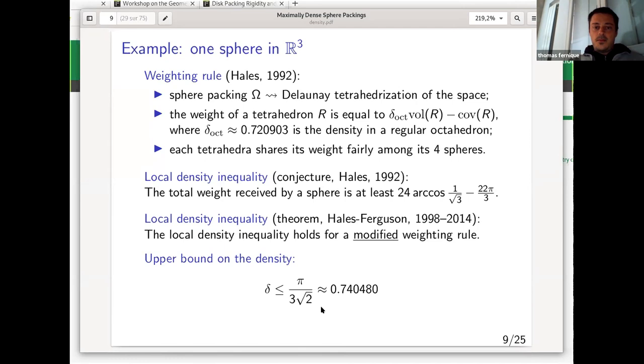Okay, so it's a very high level view of the Hales proof, but the idea is really this: you have a local inequality to prove, you have a global inequality, the density for any packing of the whole space, and you want to reduce it to the local inequality and try to prove it by some means.